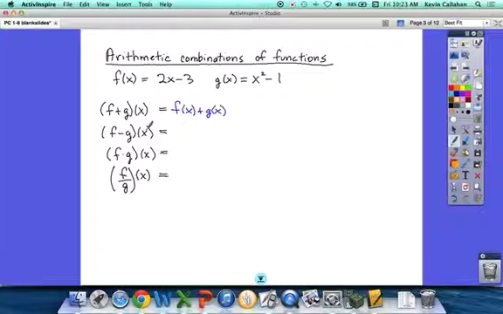Now, if our two functions are defined above, f of x is 2x minus 3, g of x equals x squared minus 1, substitute. Just straightforward substitute for both. This is going to go here. This is going to go here. 2x minus 3 plus x squared minus 1. And you should simplify. x squared plus 2x minus 4.